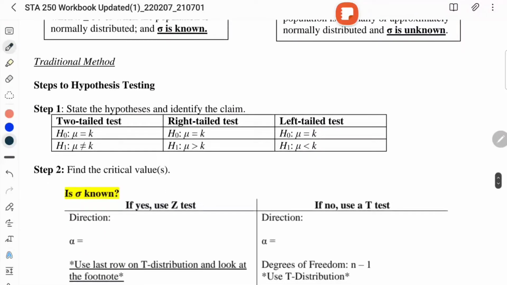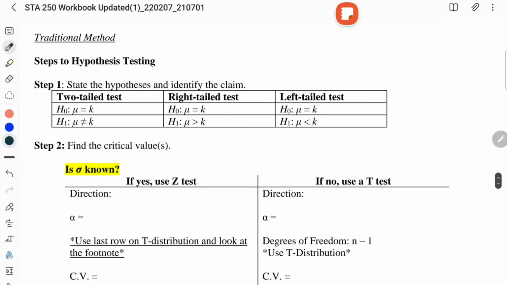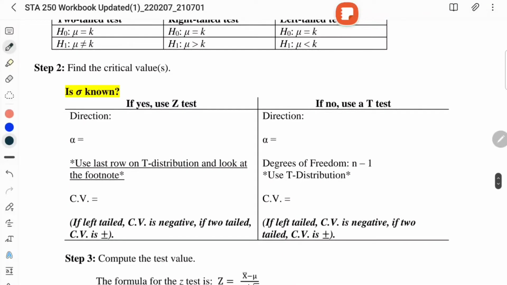For the traditional method, here are the steps that you're going to utilize. Step number 1, you want to write your null and your alternative hypotheses. We went over how to write that already. Step number 2, you want to find the critical values. But when you want to find the critical values, you must determine what kind of test you're going to run.